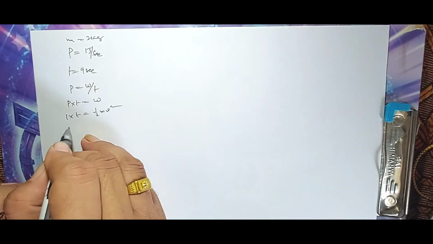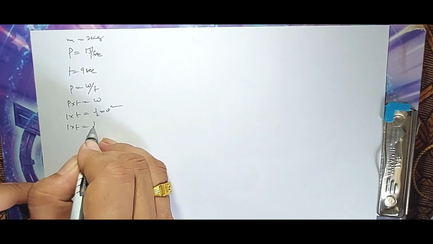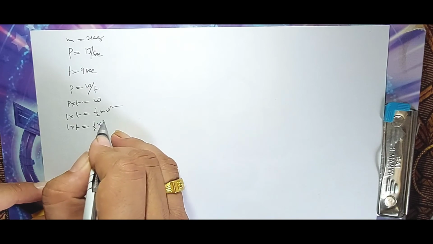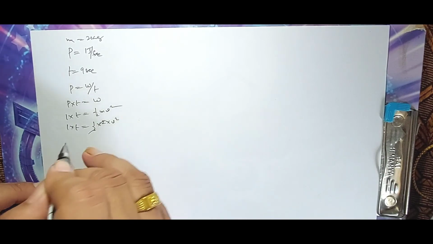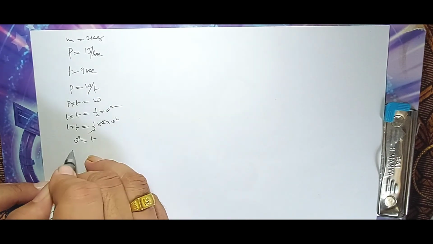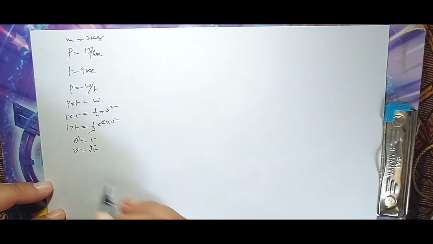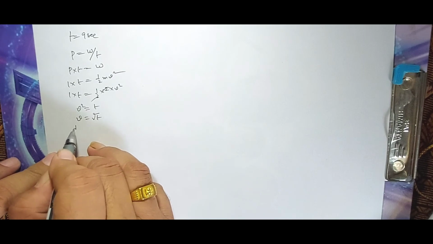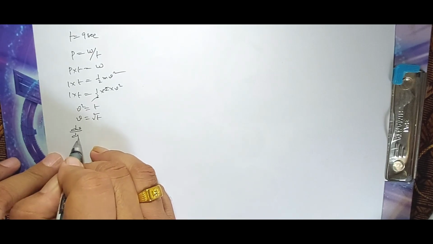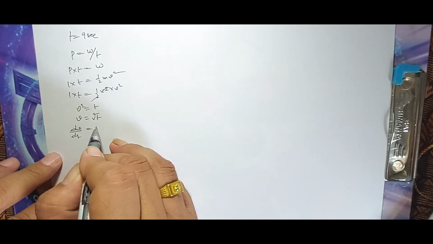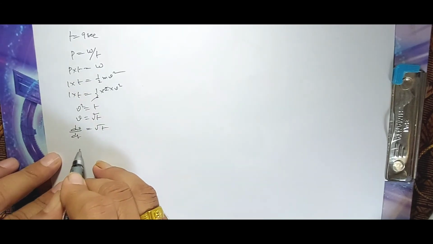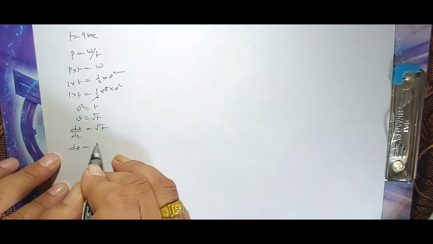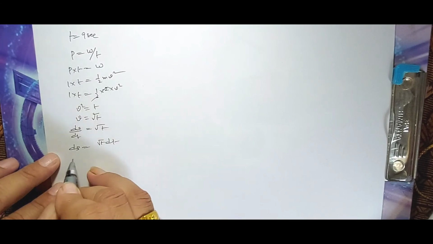Now, here 1 into T of m means how much? 2 into v square, 2 to cancel, v square is equal to T, v is equal to square root of T. V means what? Velocity. Velocity is equal to what? Rate of change in displacement. ds by dt is equal to root t. So ds is equal to root t dt.